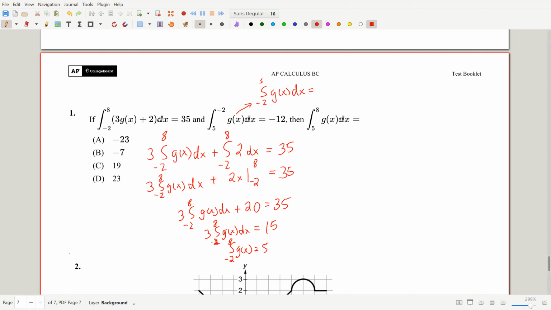But when you reverse the limits, what does that do to the answer? Yeah, it just changes its sign. It makes it negative. It's already negative, so it's going to bring it back to positive. Boom.